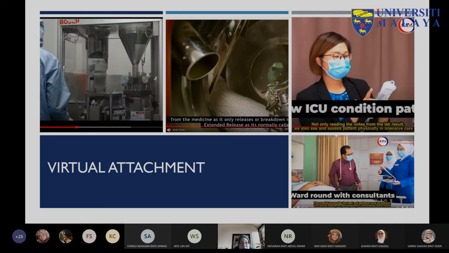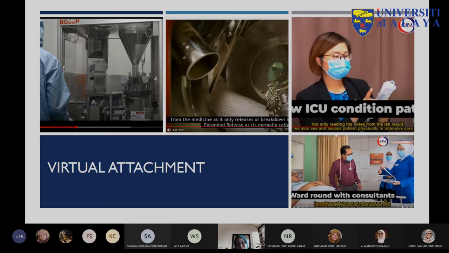So if the physical industry attachment is not going to take place, what we do have is a virtual attachment. For virtual attachment, we use videos such as the first two that we have, looking at the equipment, how tablets are processed and made, and solutions, medicines, liquid solutions and things like that. The professional body said the students have to go for attachment by hook or by crook, COVID or non-COVID. So this is what we came up with, basically a virtual attachment.